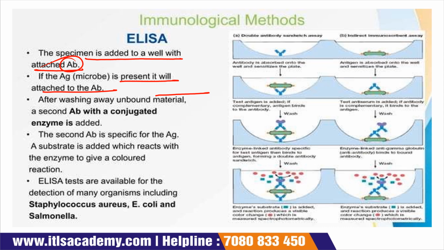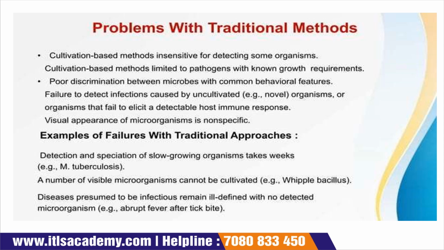Now we wash it so that the unbound material can be removed. And again, we add a secondary antibody with a conjugate enzyme. Now, the second antibody is specific for the antigen, and then we add a substrate which reacts with that enzyme so that it will give a colored reaction. This ELISA test is used for the detection of Staphylococcus aureus, E. coli, and Salmonella.